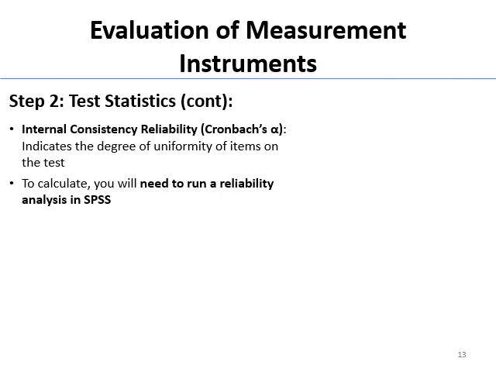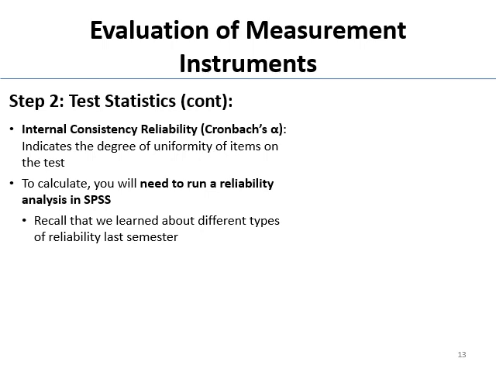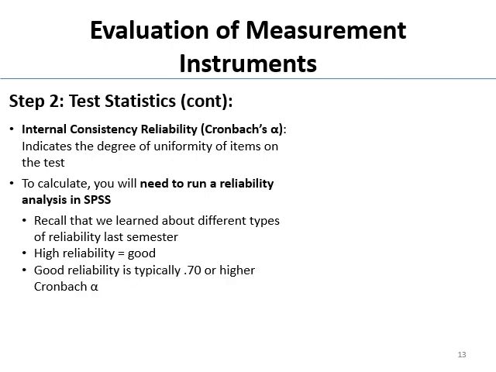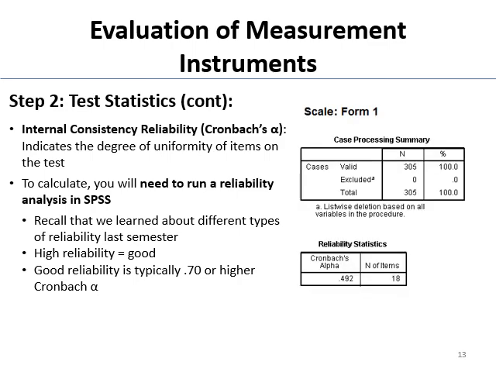So you'll run a reliability analysis in SPSS. They give you instructions. And I'm sure you totally recall what we learned about reliability last semester. High is good. Good reliability is typically 0.7 or higher, Cronbach's alpha. This is what you get from the output. It's 0.492, and there's 18 items. So the Cronbach's alpha is 0.492. That's sort of the average correlation of all possible split halves of the test.